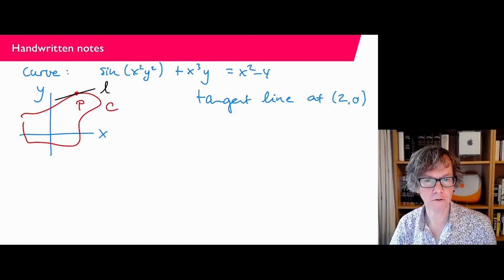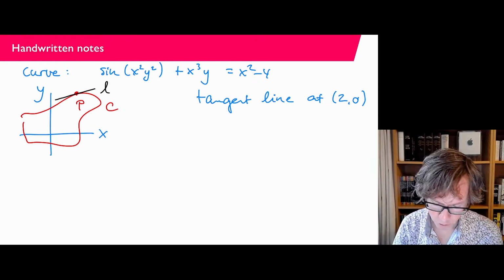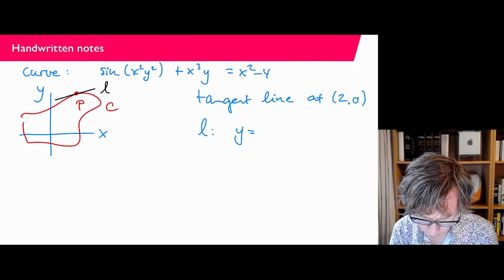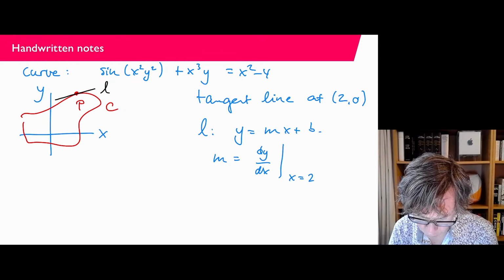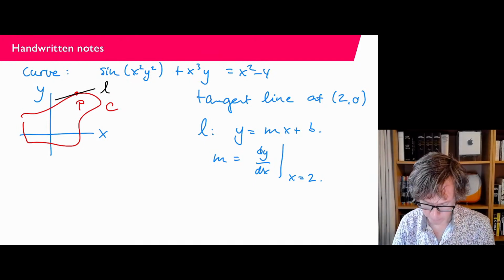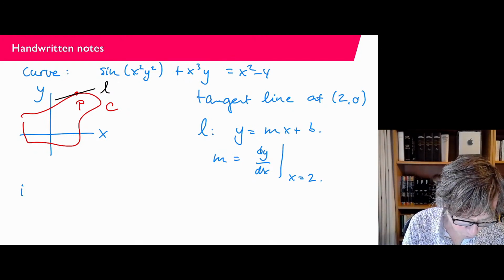And the question is, find the tangent line. For the tangent line, we need to know the slope. So the line L is y equals mx plus b, and m is dy/dx for x equal to 2. That's one of the things that we should find. And the other thing that we can use is that the point (2, 0) should be on the line. So how can we do that? Well, we are going to use implicit differentiation.